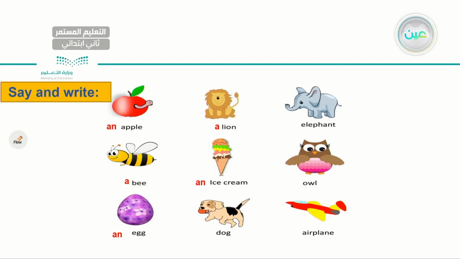Dog, consonant. A dog. Very good. Elephant. E, a vowel. An elephant. An owl. Because it starts with an O, I have the article an owl. Airplane. It's starting with an A, which is a vowel. An airplane. Very good. So I have an apple, a bee, an egg, a lion, an ice cream, a dog, an elephant, an owl, and an airplane.